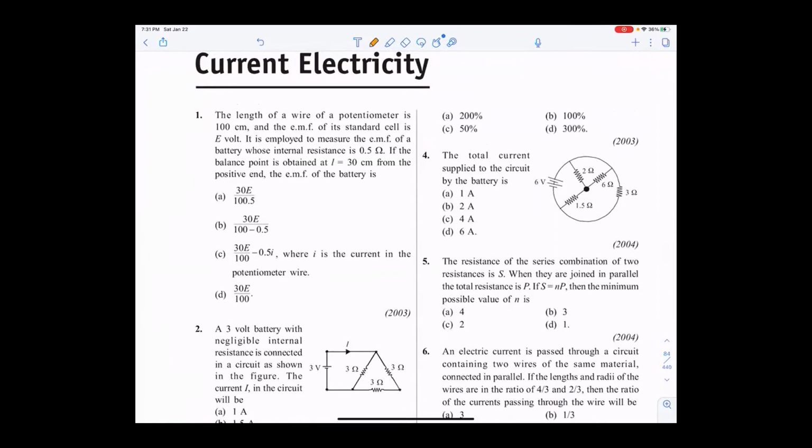So the length of a wire of a potentiometer, or I can toggle between this and notes. The length of a wire of a potentiometer is 100 centimeters. Normally, potentiometer is 100. And EMF of its standard cell is E volt. See the difficult question. Difficult means little length. It is employed to measure the EMF of a battery whose internal resistance is 0.1. The balancing point obtained at L is 30 for the positive end, then the EMF of the battery. So we have battery as well as internal resistance, guys, right?